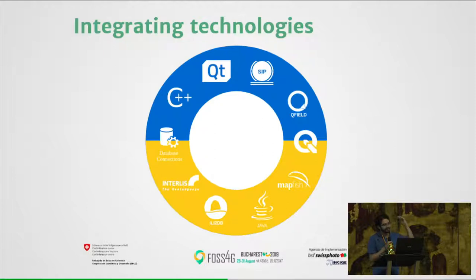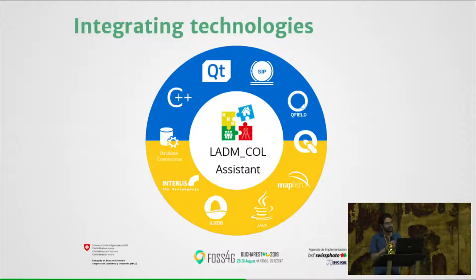Given the high-level nature of Python, we integrated command line Java tools, database drivers, geospatial processing tools, topological tools, and the like in a Python plugin for QGIS, which is called LADM-COL Assistant, or Asistente LADM-COL in its native language. And on top of it, we create our own set of tools for land administration.